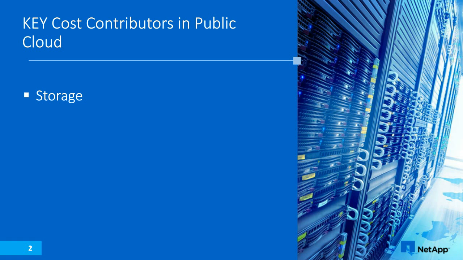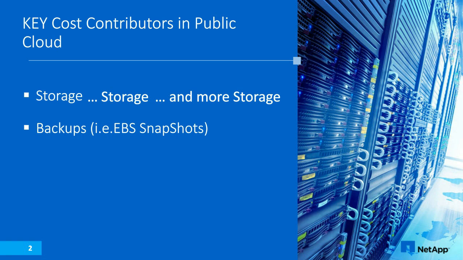One of the first things we'll go through is what are some of the key cost contributors for the public cloud. And the main one is really going to be storage. If any of you have ever done anything in the public cloud like Amazon Web Services or maybe Microsoft Azure, you'll find that yes, you have some compute charges, but you'll also start to have a lot more storage charges. And then maybe even some more storage charges. Along with that, you end up having some sort of backup. In Amazon land, this would be snapshots of your EBS volumes. Those will also incur some sort of charge with them.